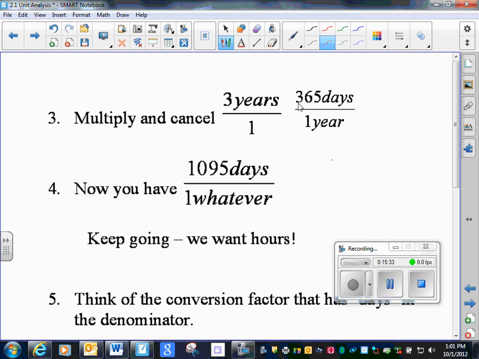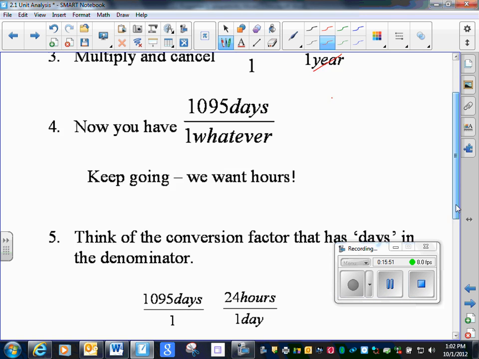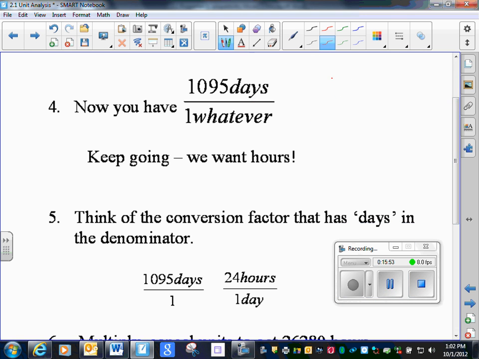So we have 3 years times 365 days in 1 year. The years cancel. That's good. Now I've got 1,095 days over my 1 still. However, I don't want it in days, I want hours. So we need to find another conversion factor that's got days in the denominator and hours, hopefully, in the numerator.